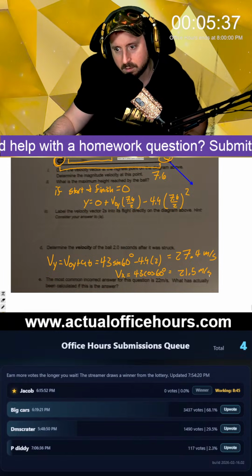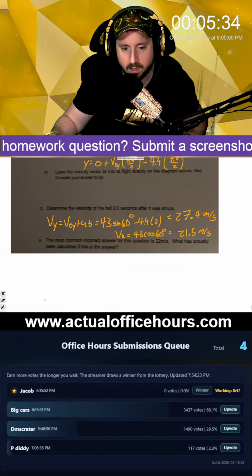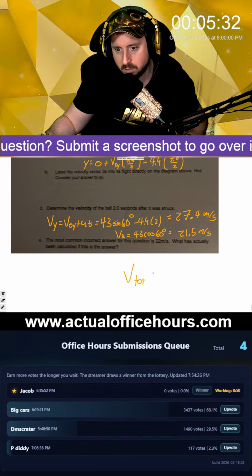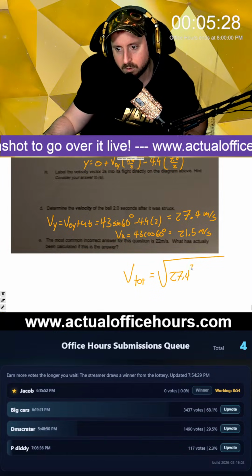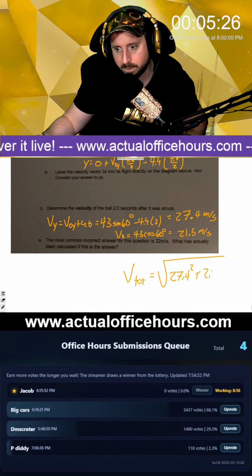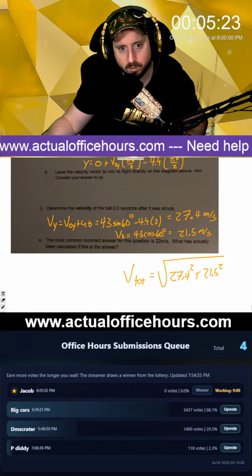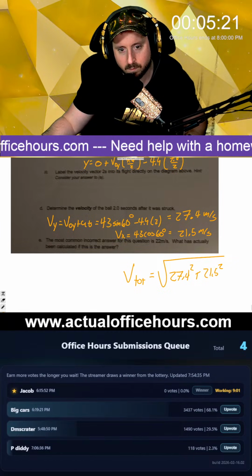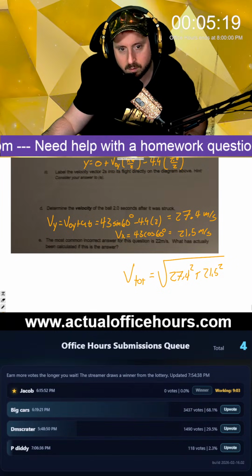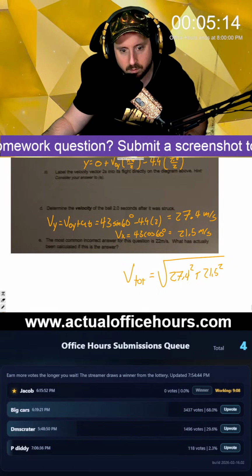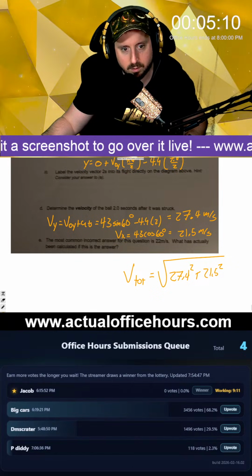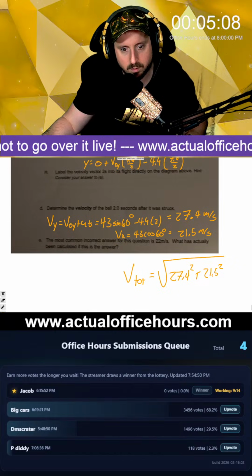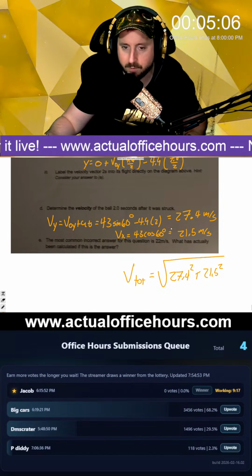This gives us 21.5, right? And so then the total velocity is the square root of those squared and summed up. So that squared plus 21.5 squared, square root it, and you get 34.85.